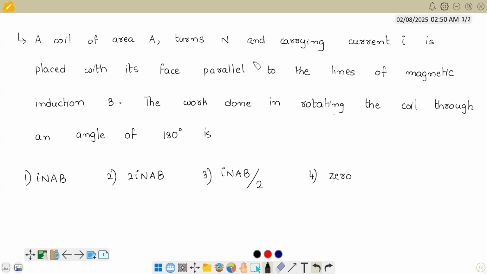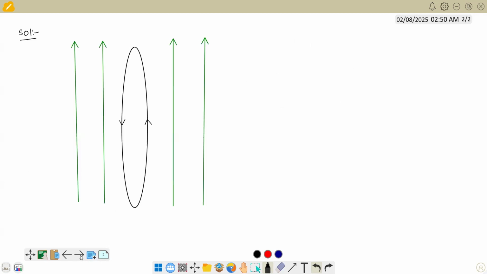Generally, when we say the face is parallel to the magnetic field lines, suppose this is the face of a coil, and the magnetic field lines are parallel to that. Then this will behave like a mini magnet. So the magnetic moment of this coil would be in this direction, and the angle between both of them would be equal to 90 degrees.